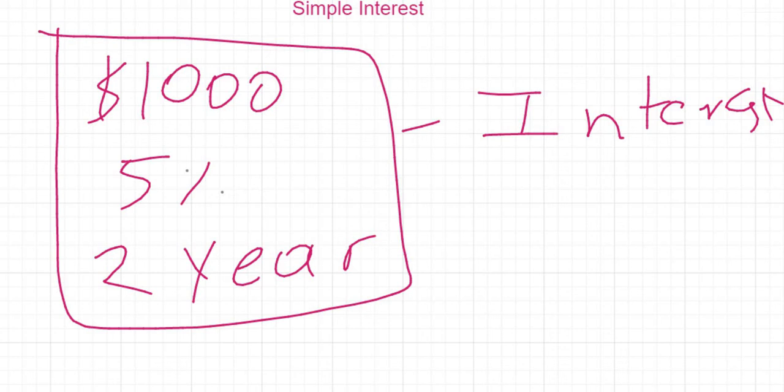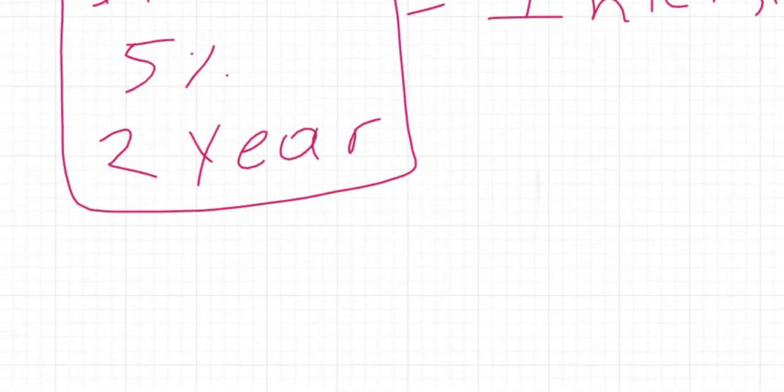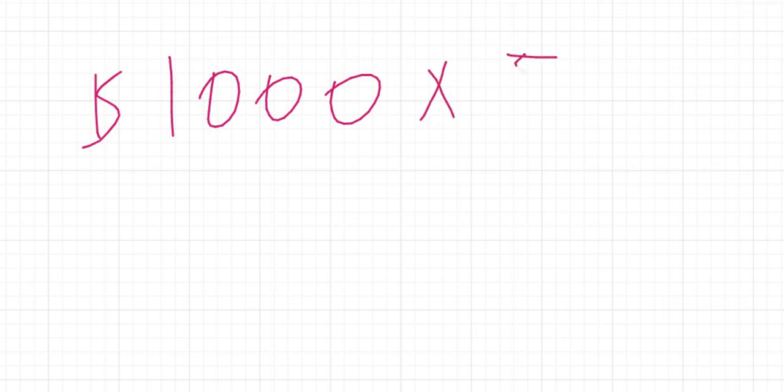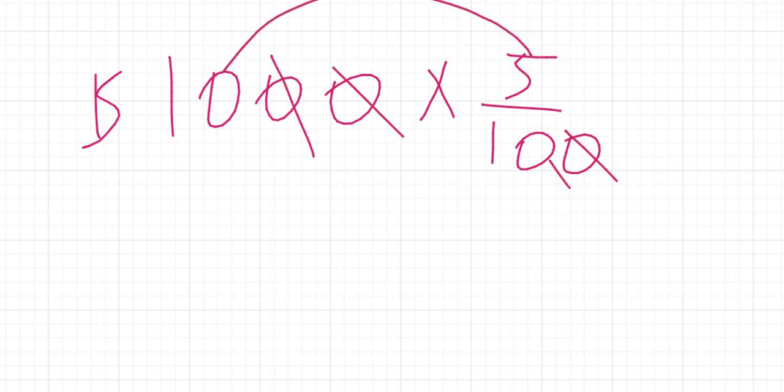Let's say I borrowed $1,000 from the bank, and the bank says, okay, you're paying 5% for 2 years. Let me see what 5% of $1,000 would be. Cancel the zero, cancel that zero. So 5 times 10 gives us $50.